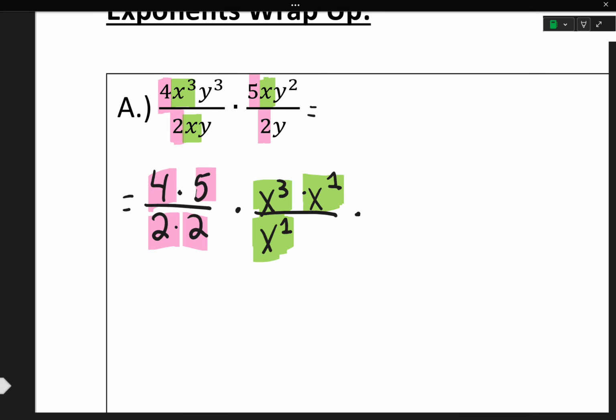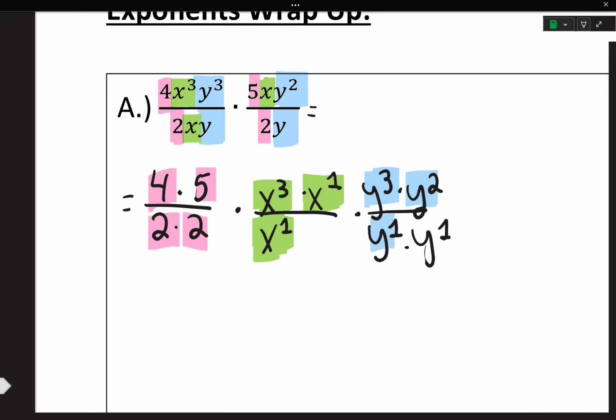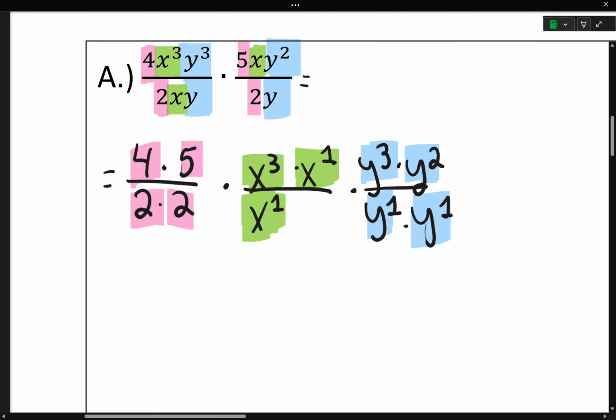I'm going to create one last fraction that has y's. In the original problem, my first fraction has y to the third on top and y to the first on the bottom. The second original fraction has y to the second on top and y to the first on the bottom. To me, this is so much more organized and way easier to reduce. Let's start with just doing all the multiplication on the numerators and denominators. And then we'll divide if we need to.